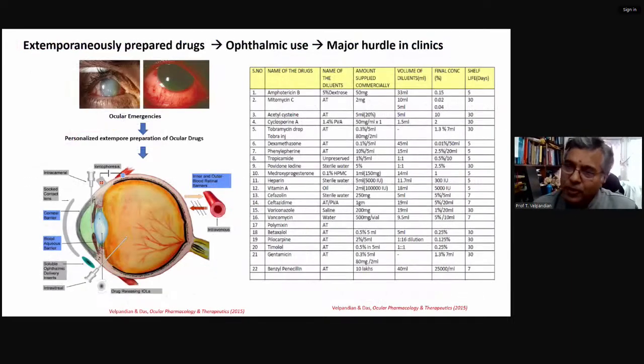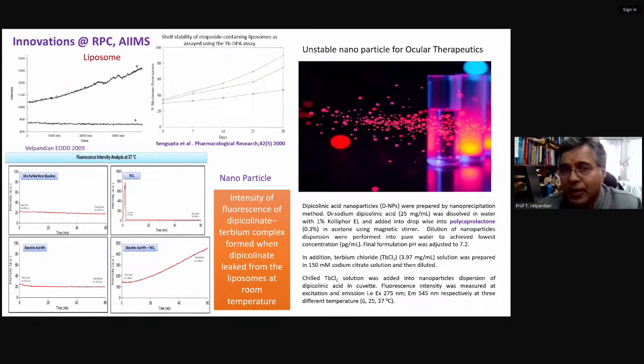The next important one is about extemporaneously prepared drug solutions, especially the drugs we compound for specific purposes. This has been going on in every clinic, wherever we go, and we have been asked about it, but there's no solution because these drugs are pharmaceutically unstable. Even drugs like liposomes and nanoparticles cannot be used because they're unstable in nature. The moment you put them in water, they start releasing the drug.